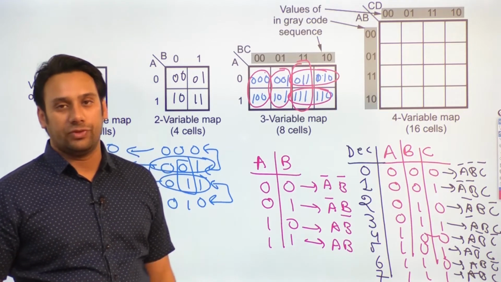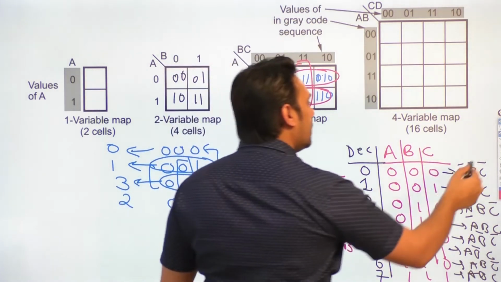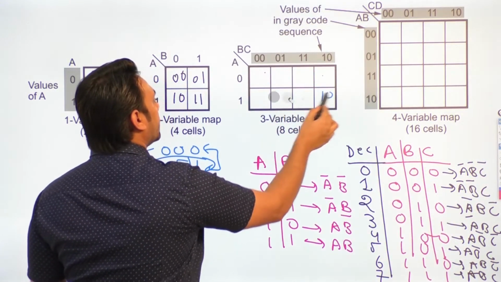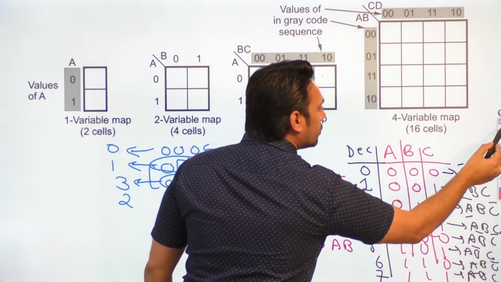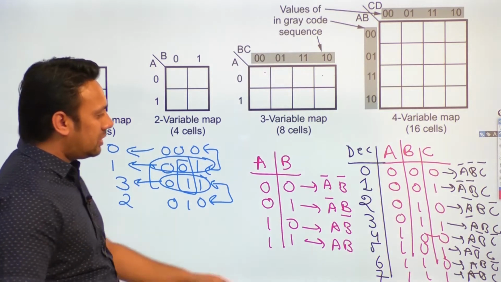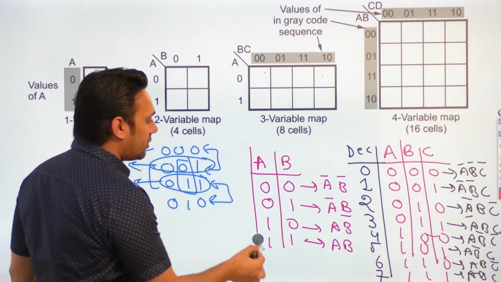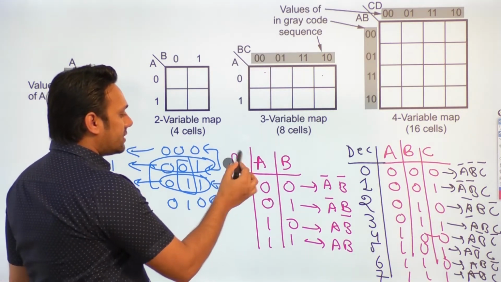Now what is the benefit of using the gray code? What is the benefit of using the gray code here? Let's try to understand the benefit here step by step. Okay. So let us assume we have this function. Let us start with a smaller function here. This is a 2 variable function, and here this is a function f.